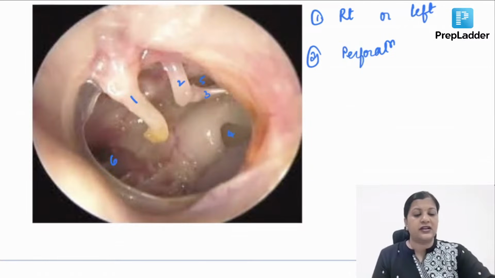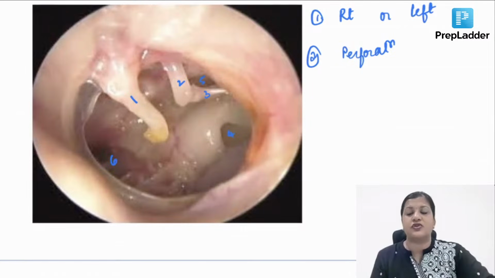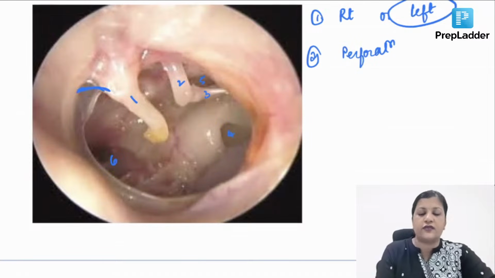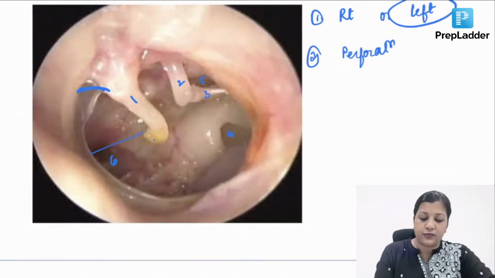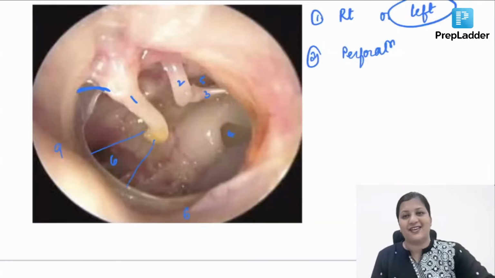Yes, all of you have written it as left tympanic membrane. It is absolutely right, because even if you don't see the cone of light, you see this shorter fold called the anterior malleolar fold. And if the cone of light had to be, it would be somewhere here between 6 to 9 o'clock position, which means that this is the left tympanic membrane.